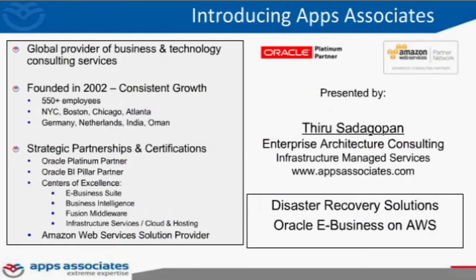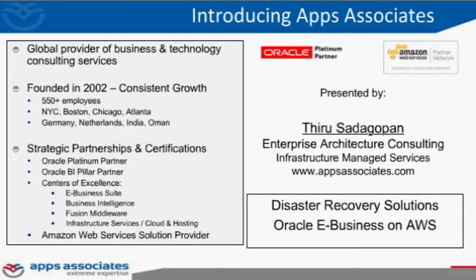A quick introduction of Apps Associates. As you can see on the left side, the company was founded in 2002 with the simple principle that there's got to be a better way. And we have stayed true to that over the last 10 years and celebrated our anniversary last year. And we are a global provider of business and technology services around Oracle technologies.